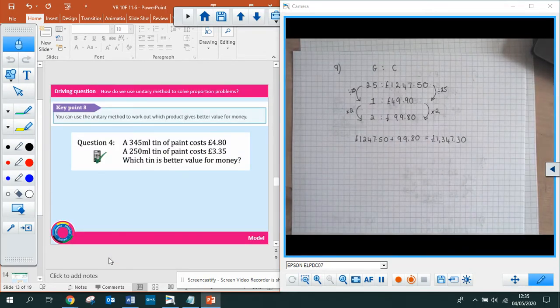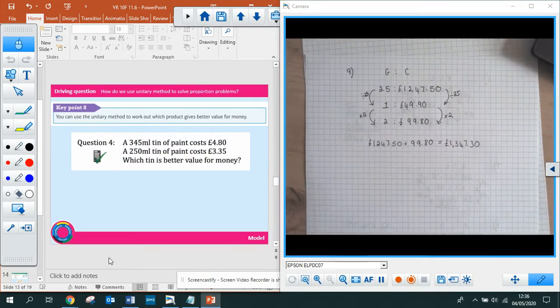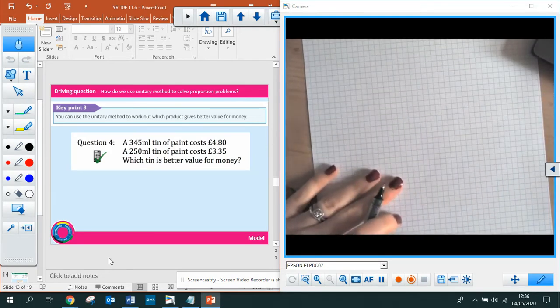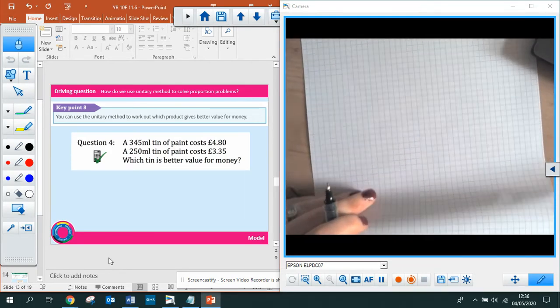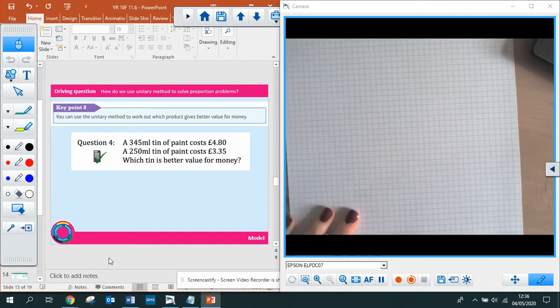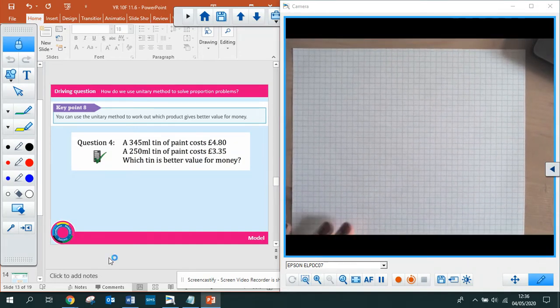Okay, so another key point then, key point 8. You can use unitary method to work out which product gives you better value for money, okay? Often, like when you go to the shop, you can see 2 bottles of ketchup for sale, for example. One is on offer, one isn't, but one is slightly bigger than the other. So it's hard to know which one is better for value for money, okay? So using unitary method is a way that you can work out which one is better value for money.